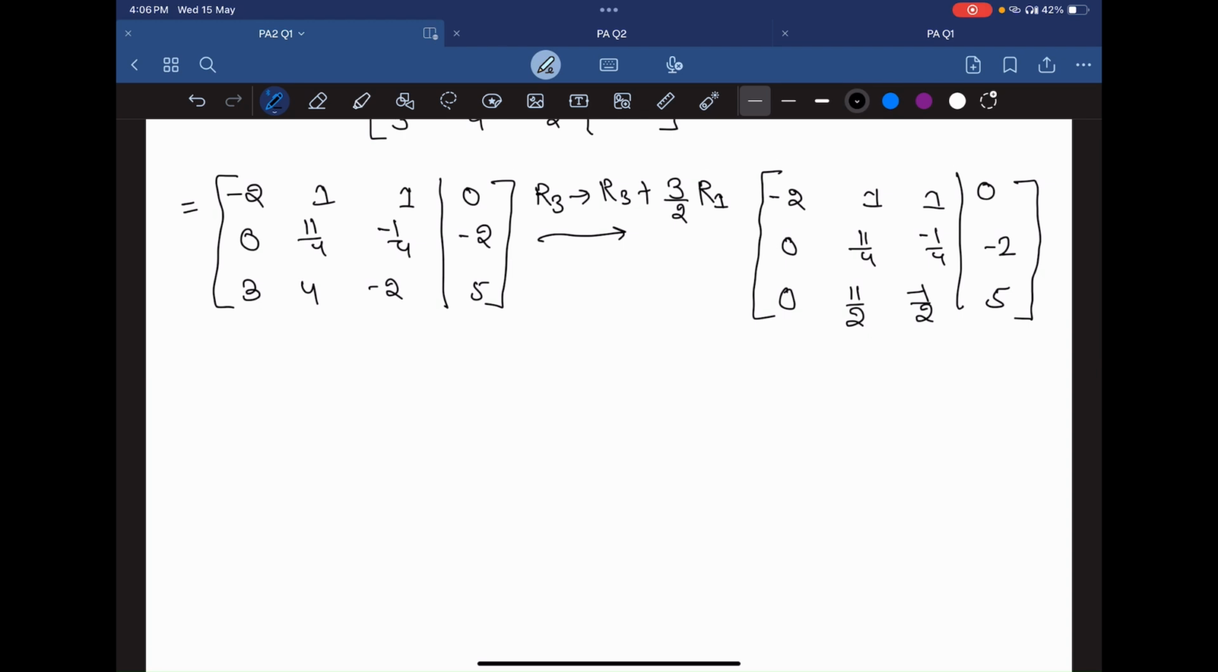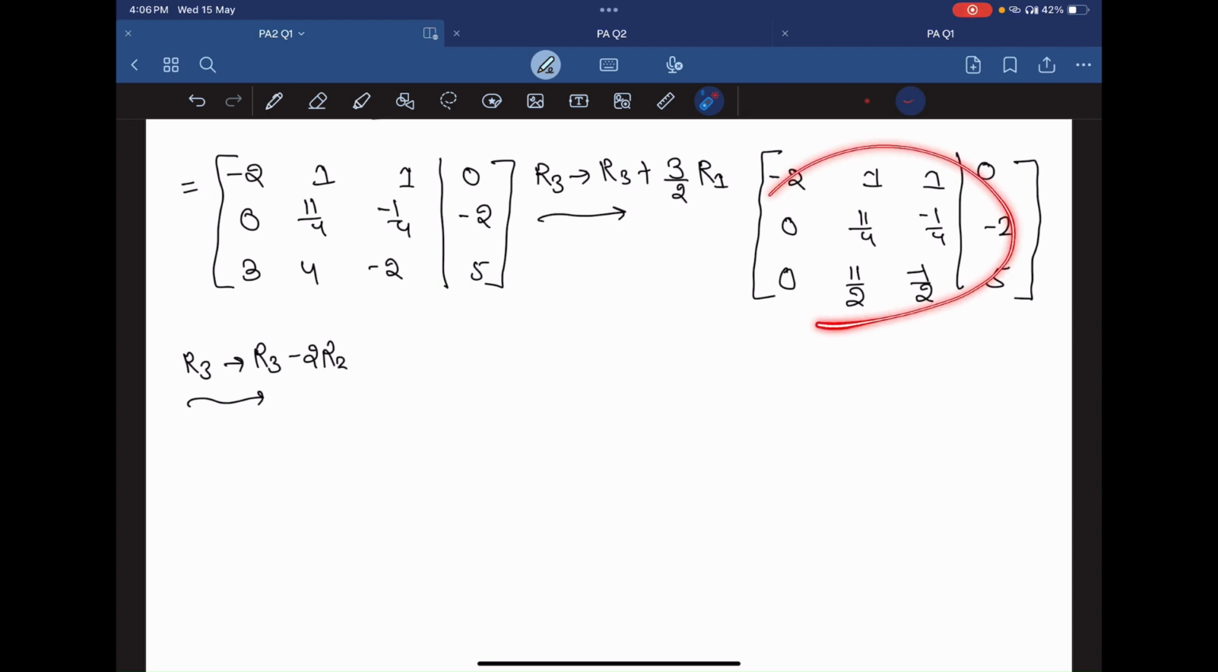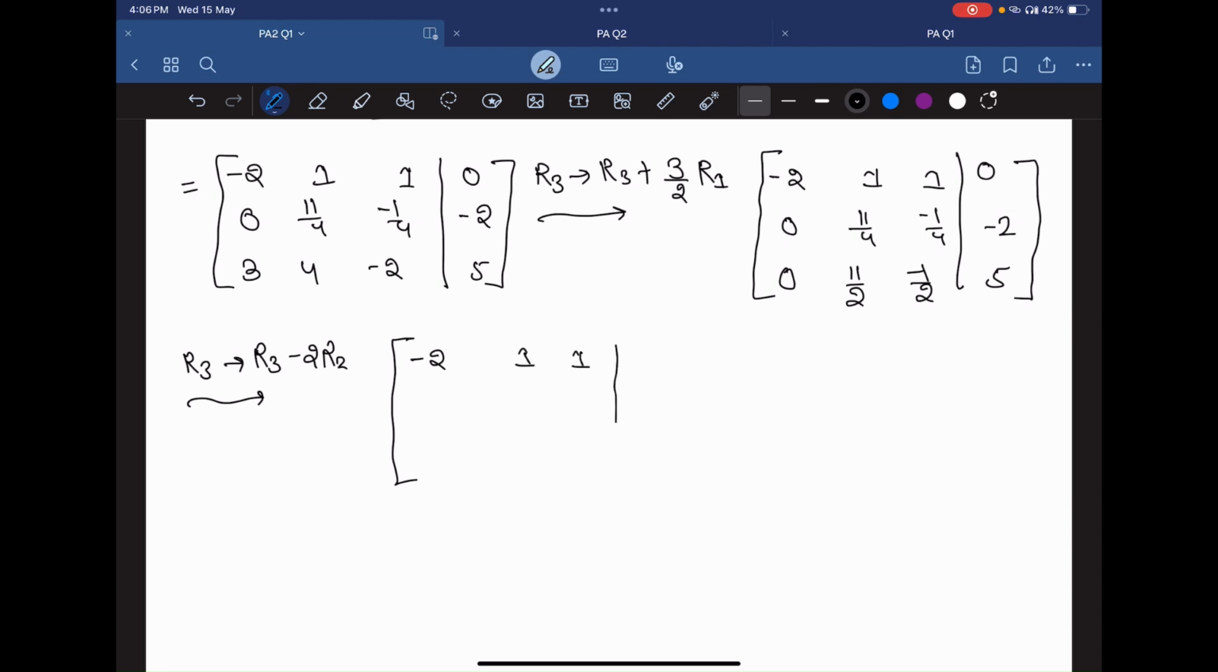Now let's do one more operation. That is R3 minus 2R2 on this matrix. Then the first row will remain as it is, the second row would be as it is, and the third row would be 0, 0, 0, but here it would be 9.